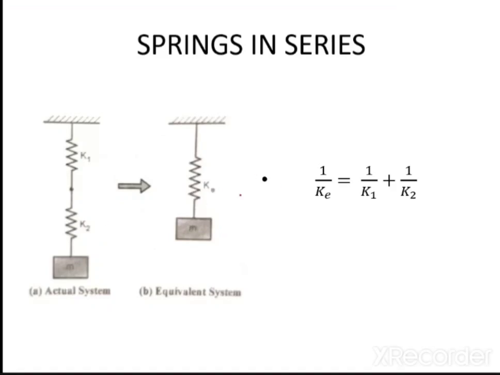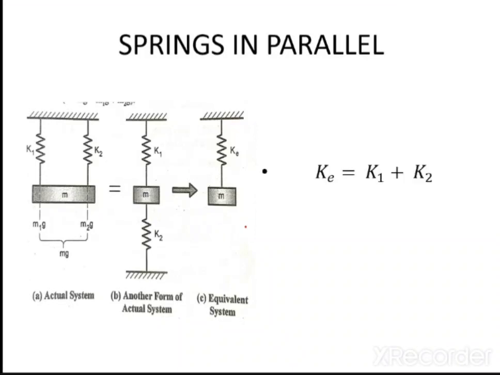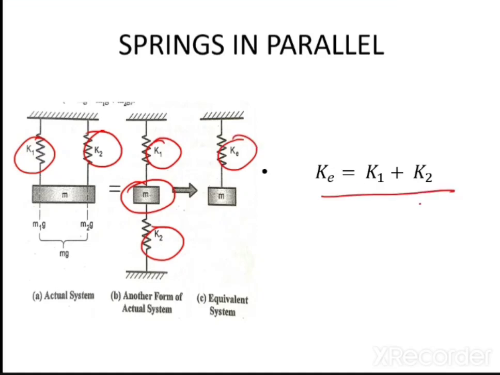So the equivalent system will be 1 upon k is equal to 1 upon k1 plus 1 upon k2. This is nothing but the formula for springs in series. Next, springs in parallel. When k1 and k2 are connected between the two masses, then it becomes parallel, and for parallel k is equal to k1 plus k2. We are always interested in the equivalent system.